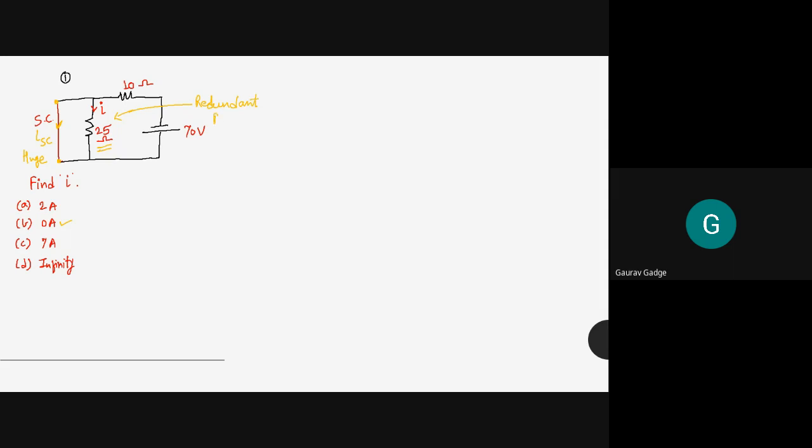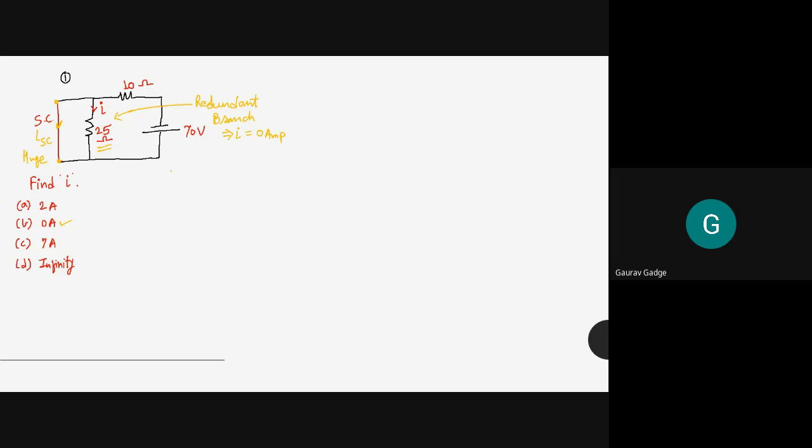This branch is called a redundant branch, and as all of you know, what is meant by redundant branch: the current through that particular branch is equal to 0 ampere, and therefore the correct option is option B. Okay, now is there any problem with this?